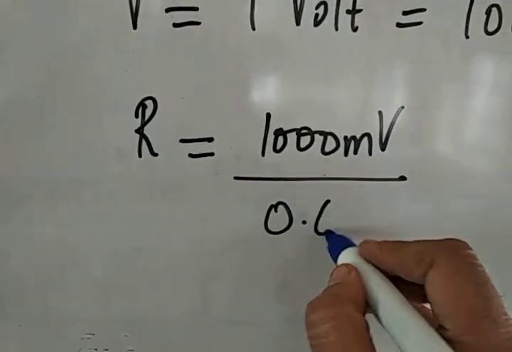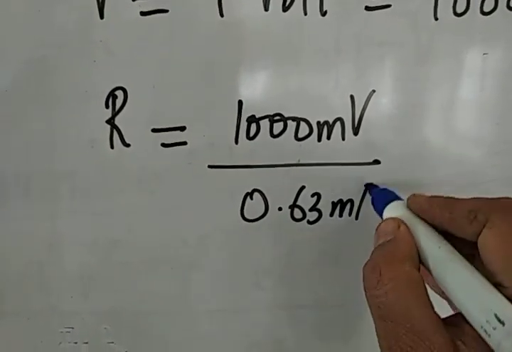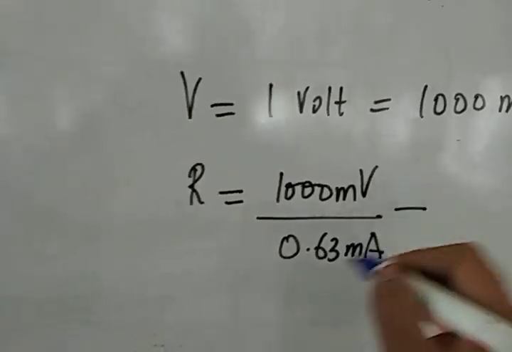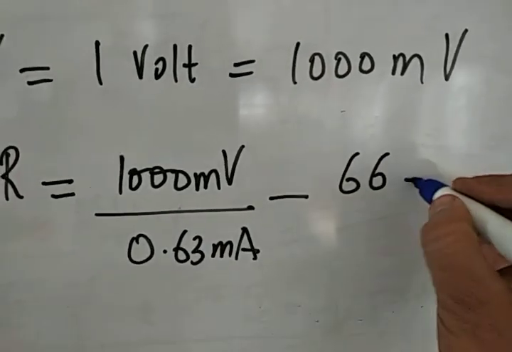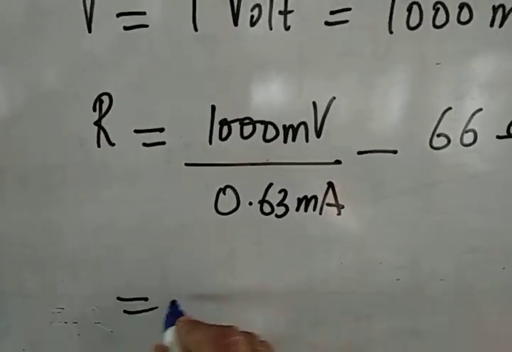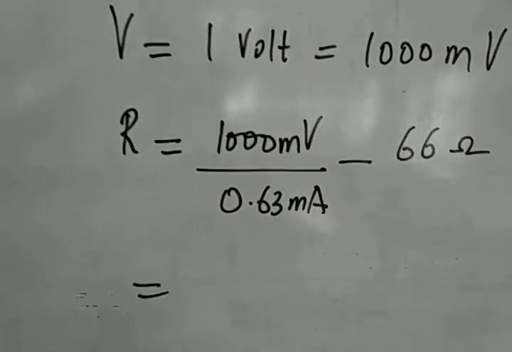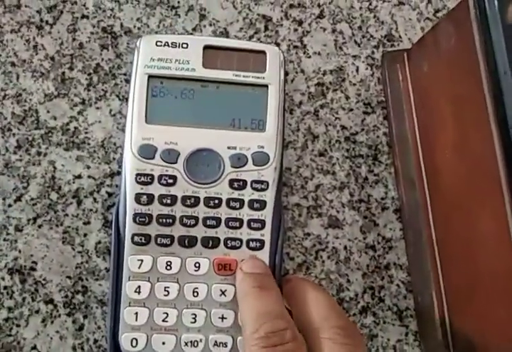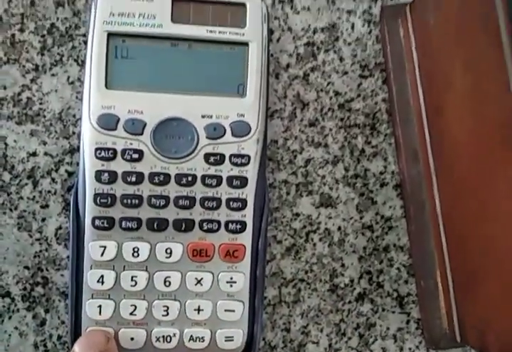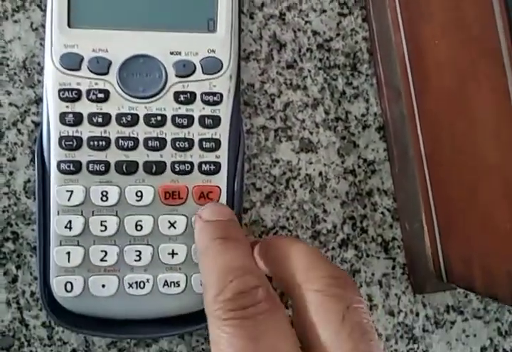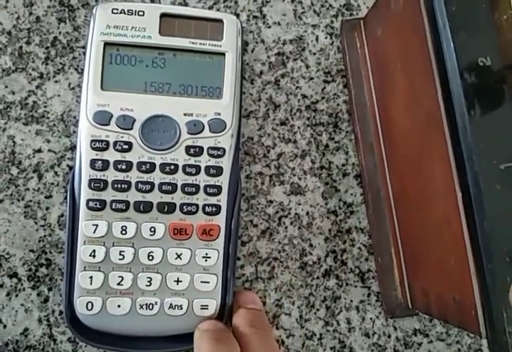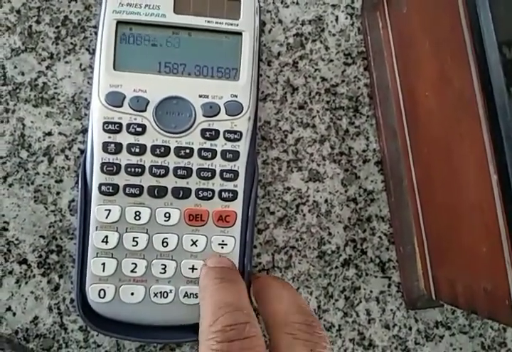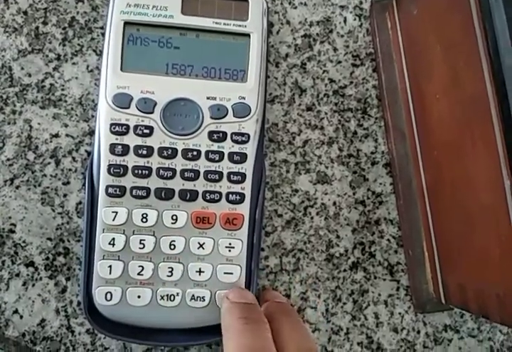That is 0.63 milliamperes, minus the resistance of the galvanometer, that is 66 ohms. So this milli and milli cancels out. Let us solve it. How much is that on a calculator? So we have 1000 divided by 0.63, and we're subtracting 66 from it.